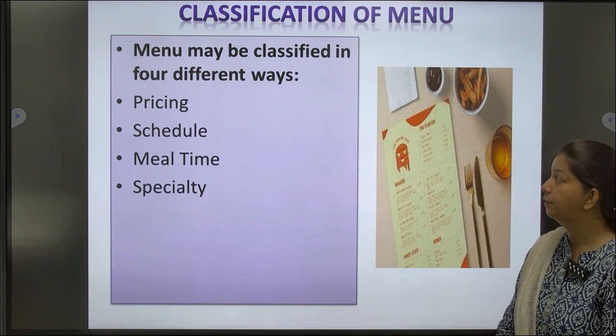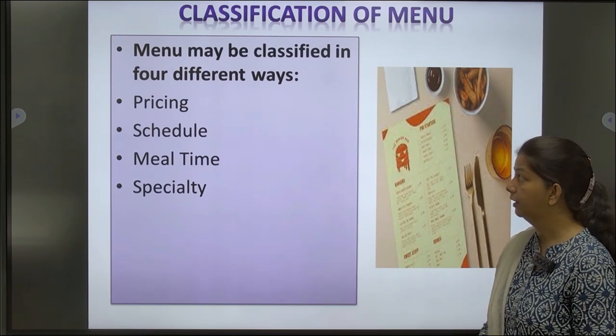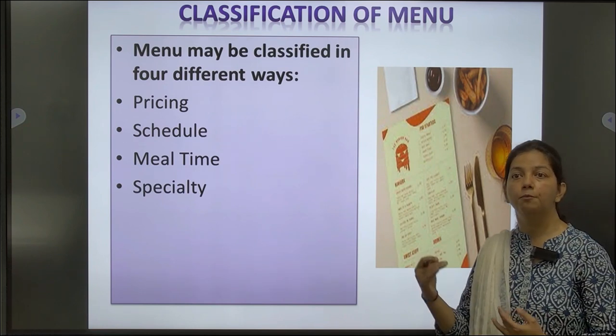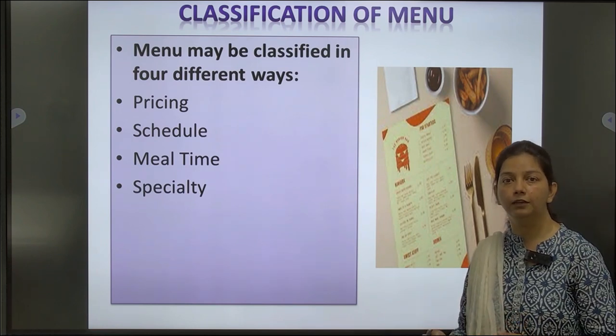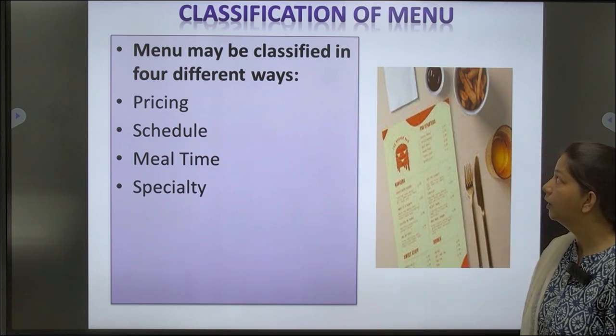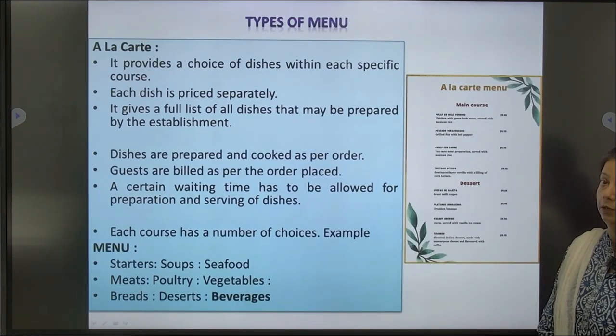Pricing of the menu, some high price, the menus are different. Some low and cheap price, the menus are different. And the schedule. Schedule, it's for businessmen, it's for meetings, it's for normal gathering, or it's for any kitty parties and so on. The menu is different according to the different ways. Then the type of menu.